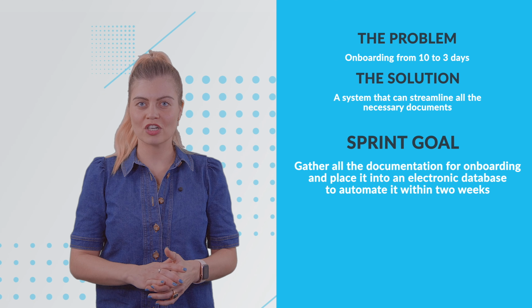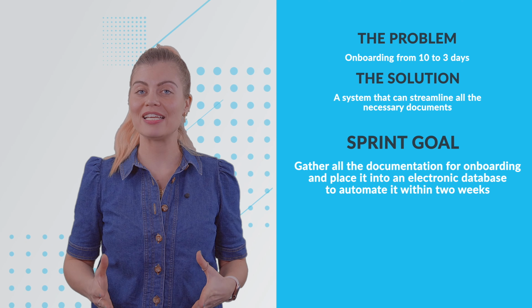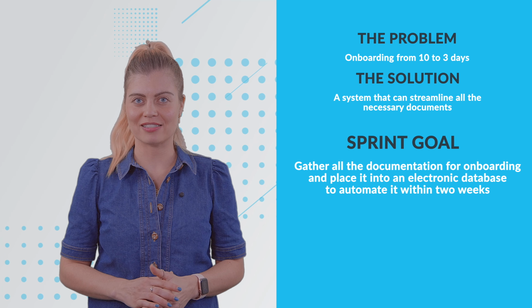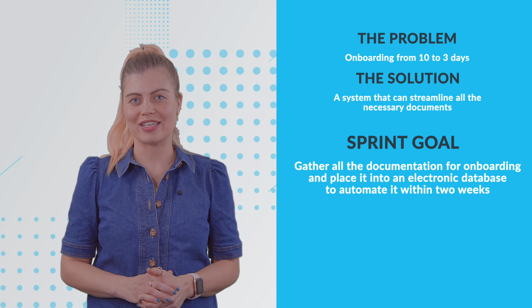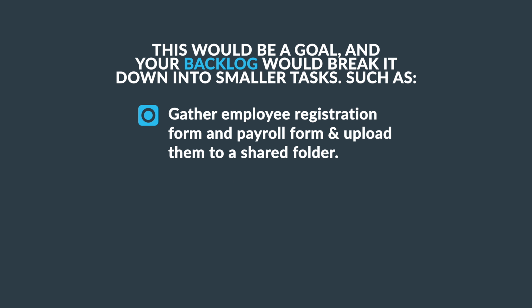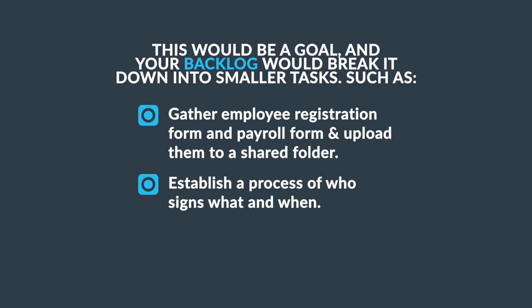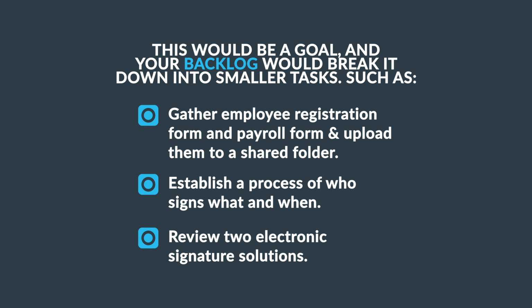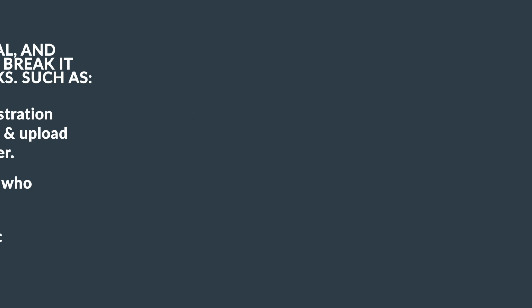In our example, we need to gather all the documentation for onboarding and place it into an electronic database to automate it within 2 weeks. This would be a goal, and your backlog would break it down into smaller tasks, such as gather employee registration form and payroll form and upload them to a shared folder. Establish a process of who signs what and when. Review 2 electronic signature solutions. These tasks will be prioritized and assigned to different members of the team.